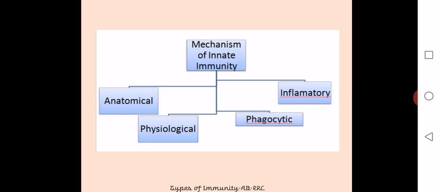All these are non-specific attacks. You can see the mechanisms. There are anatomically specified defense strategies. There are physiological reactions of the body. There is phagocytosis and inflammation. So all these are the major mechanisms of innate immunity to resist foreign substances. And we will have a presentation separately for discussing all these different mechanisms.